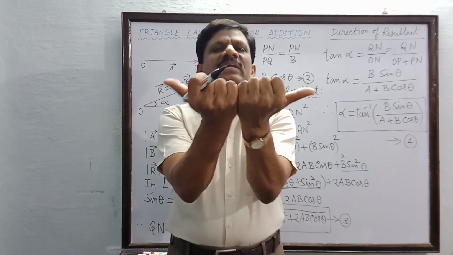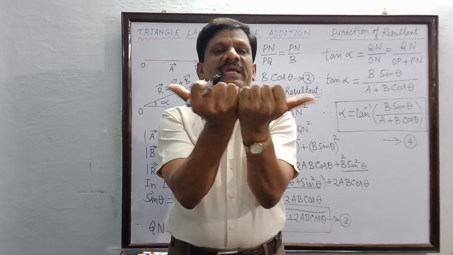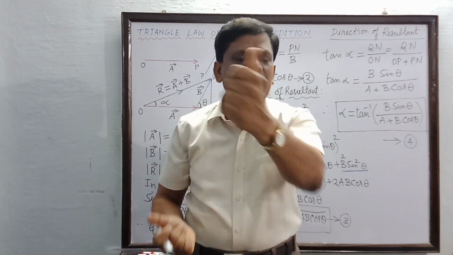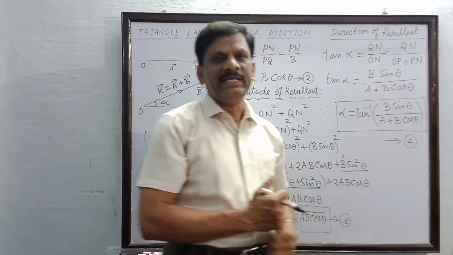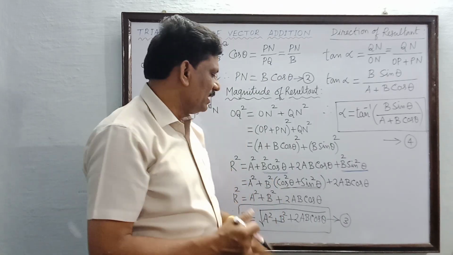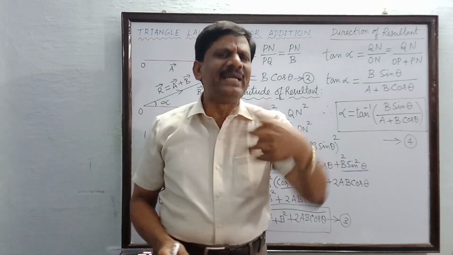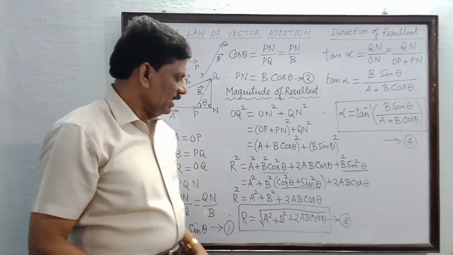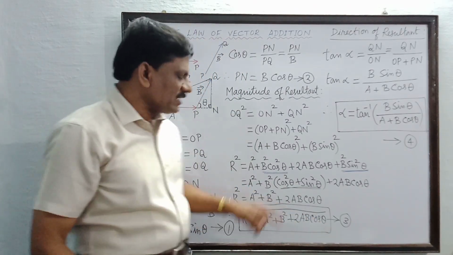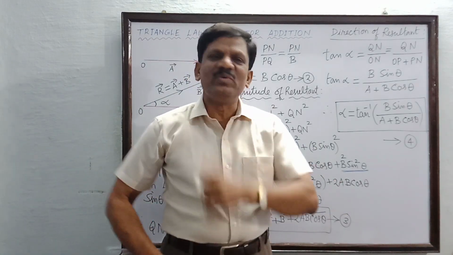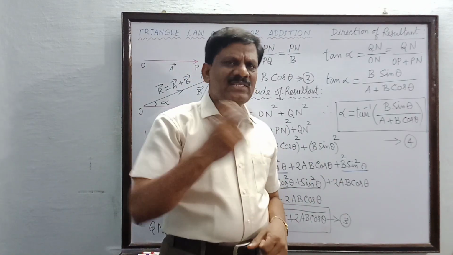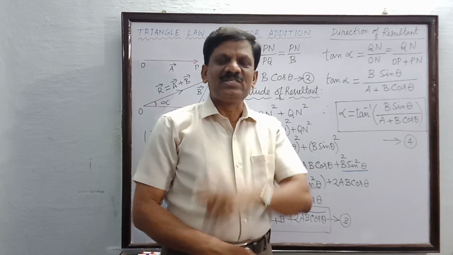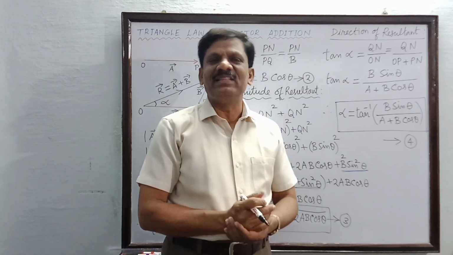So in this case, when two vectors are acting in the opposite direction but along the same straight line, what is theta equal to? 180 degree. Understand? So cos 180 will be equal to minus 1. So here, if theta is equal to 180 degree, then R is equal to square root of A square plus B square minus 2AB. So it is square root of A minus B whole square, that is equal to simply A minus B, that's all.